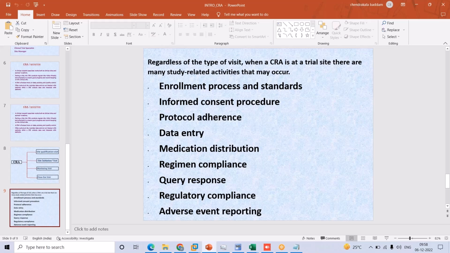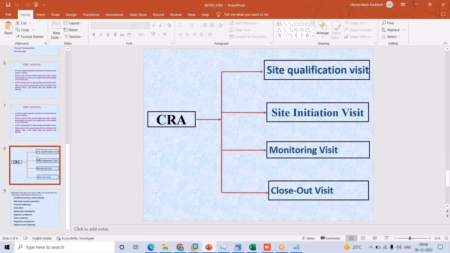So are all the adverse events being properly logged and reported? Are serious adverse events being sent to the IRB? So these are all the things they check at the site. They do all these types of visits before we start the clinical study, during the clinical study, and at close out, before you close the study.